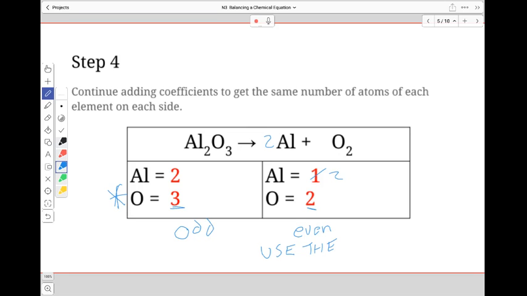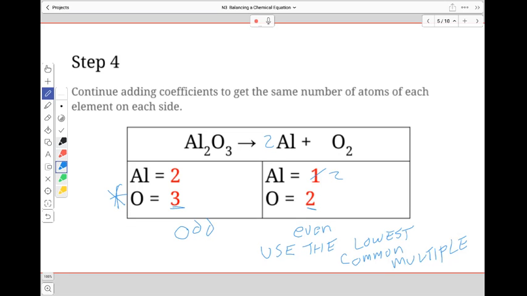the lowest common, you're close, multiple. That too. So what would be the lowest common multiple of 3 and 2?